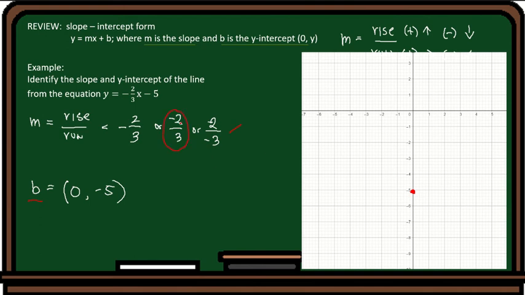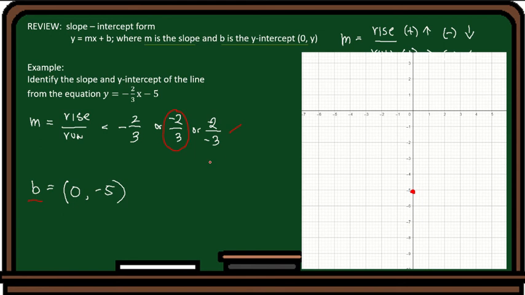So, your rise here is negative 2. From this point, take note that negative means going down. So, let's count two: 1, 2. And then the run. Since your run is positive, it means that we will go to the right side of your graph. So, this is the right side.